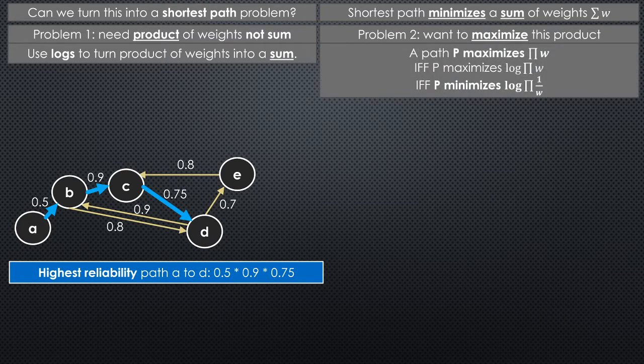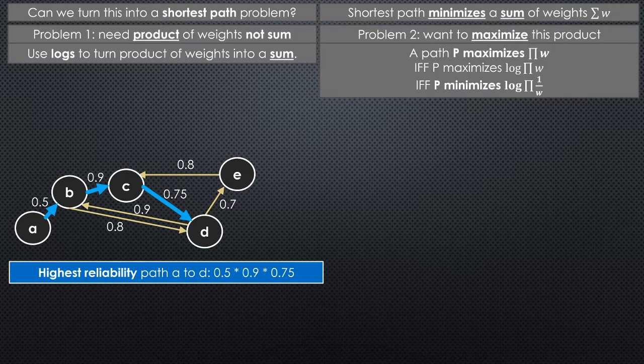So, okay, well here's the argument that we can kind of work around that. So note, and this might take a little bit of thinking, but try to think through it. A path P that maximizes pi of w. So what's pi of w? Pi is the product symbol. We haven't seen it too much in the course, but it means I'm taking the product of all the weights on the path, all the w in P.